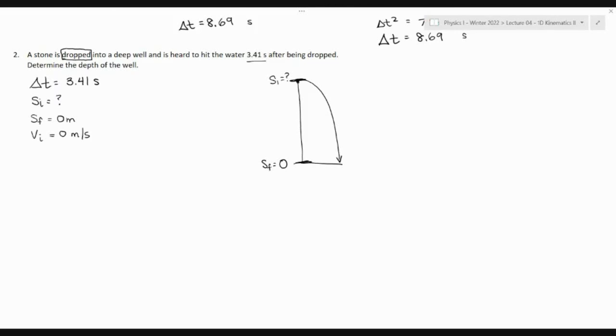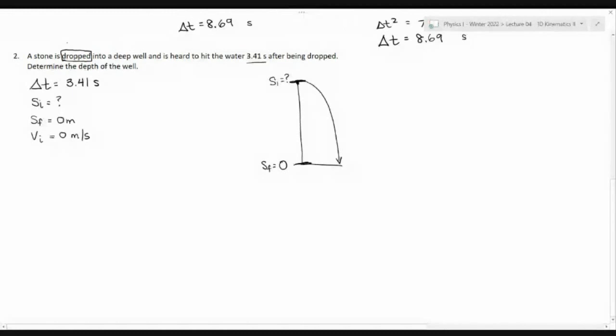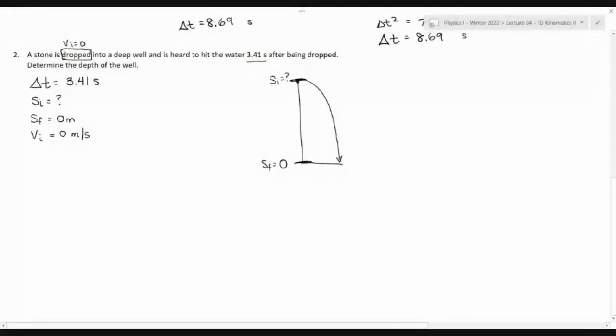Okay. So V initial is 0 because of the word dropped in the question. A stone is dropped. If it wasn't dropped, if it was thrown, it would have had to tell you what velocity it was thrown at. So then that number would be given to you. But when it says dropped, we automatically know that the V initial is 0. That's what that implies.